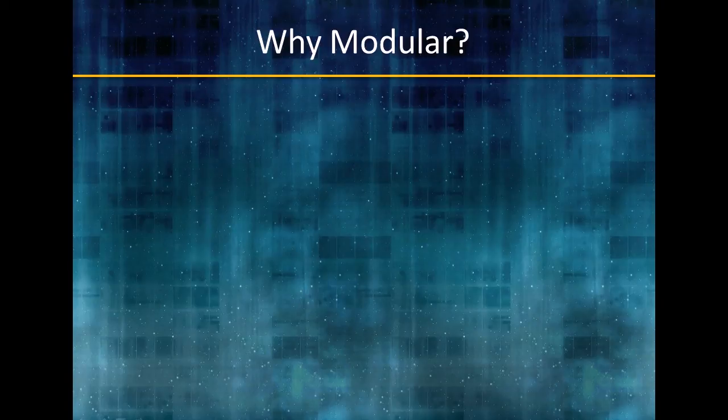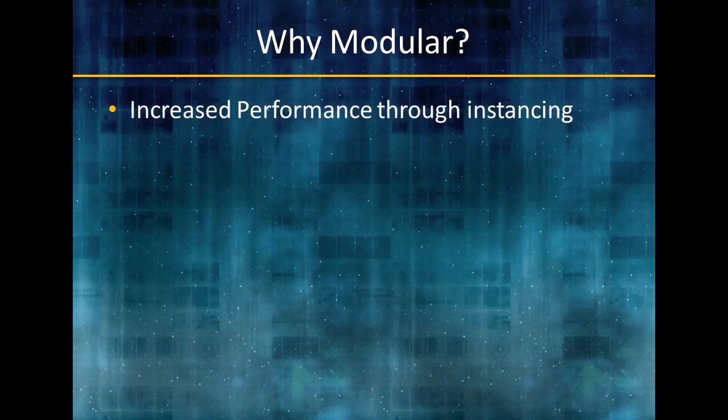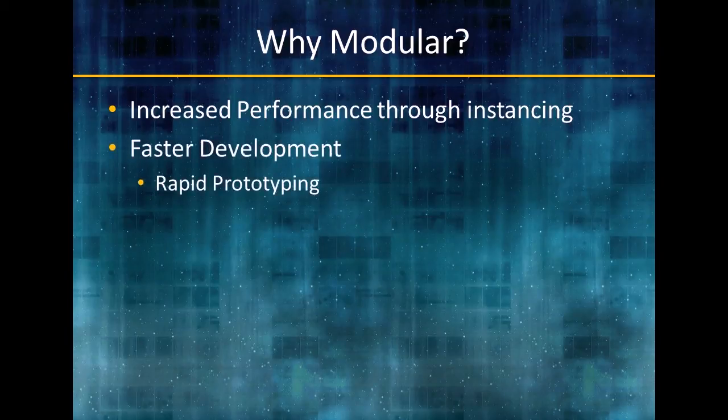Okay, so why modular? Why create an asset one time and then copy it or instance it across your level? Well, you get an increased performance through instancing, and this is the idea that game engines in general will load your object into memory one time, and then subsequent copies of that object will not have to be reloaded into memory. It also allows for faster development and rapid prototyping.